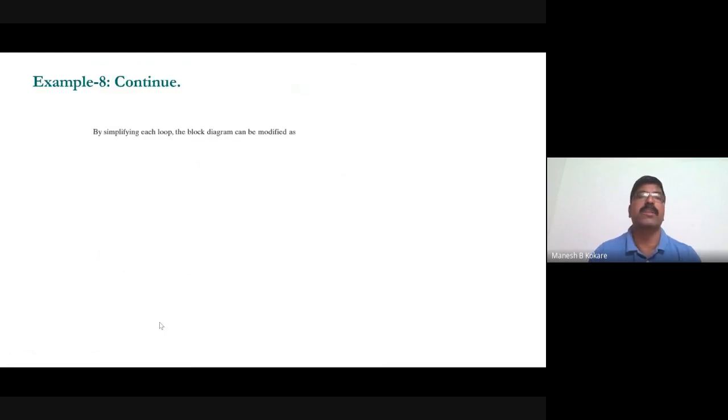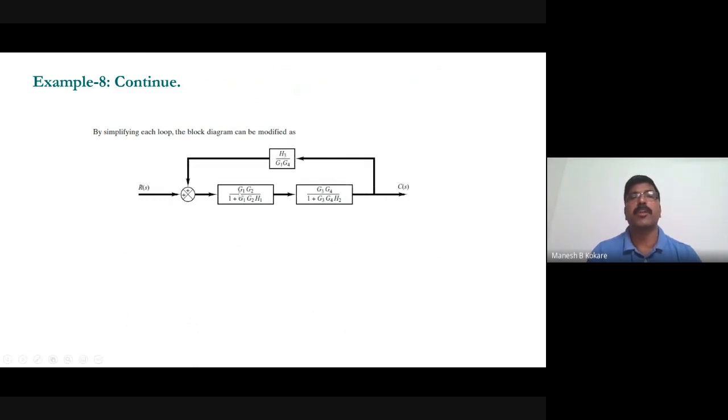Now let us go ahead with that one. So by simplifying this one, what you got? Eliminating two loops, you got this Z1 Z2 divided by 1 plus Z1 Z2 H1, and then Z3 Z4 divided by 1 plus Z3 Z4 H2. Now these two blocks are in cascade, so just multiply it, you'll get one block, and then this whole block will be in loop with this one, but the loop is a positive loop, right? So you can reduce that one.